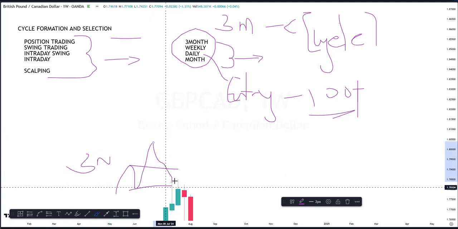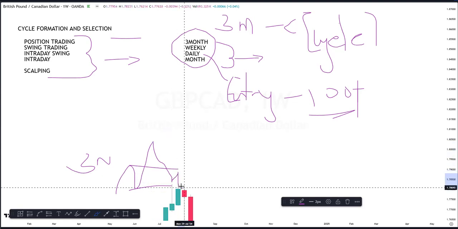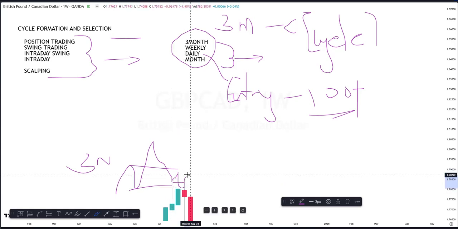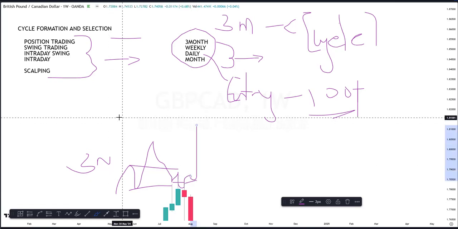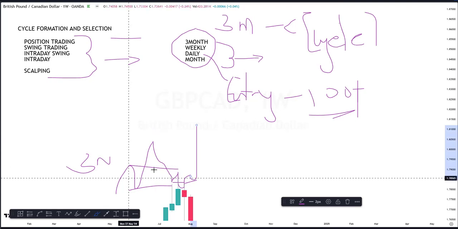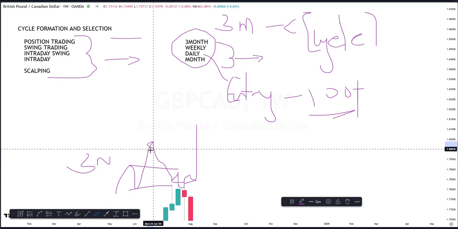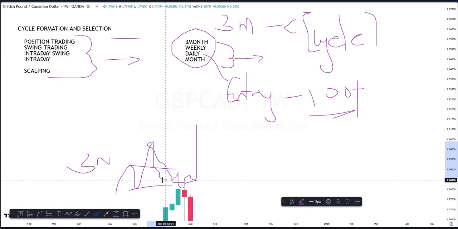It will also take a long time for price to perform a shift point. It will also take a long time for price to come to the area of liquidity available. Meaning that for position trading, you need to be patient enough to wait. Because if this is an area of liquidity on a 3-month, it will take like a month for price to drop from this area here to come back to this area.